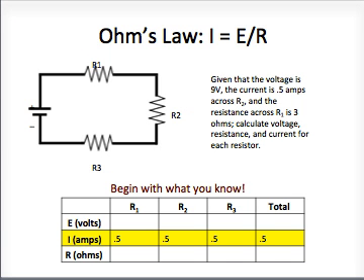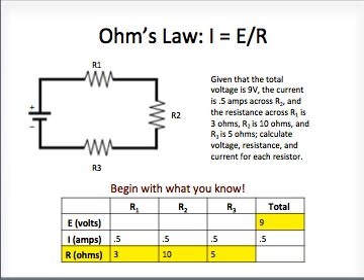You know that the current is 0.5 amps across resistor 2. Circuits in series always have the same current throughout each resistor, so the current for resistor 1 and resistor 3 must also be 0.5 amps. The total current is also 0.5 amps. You can fill those into the table.